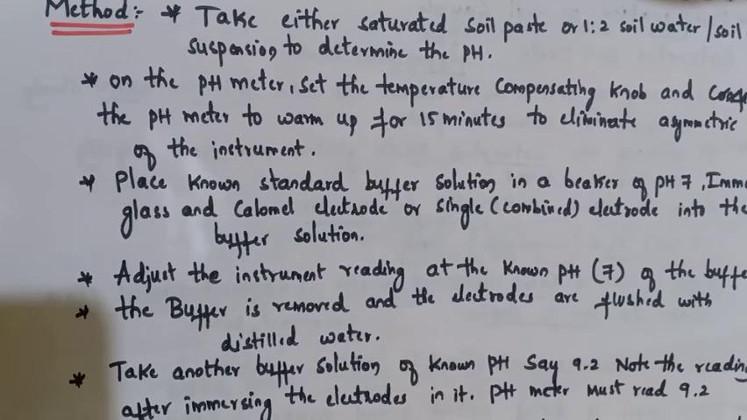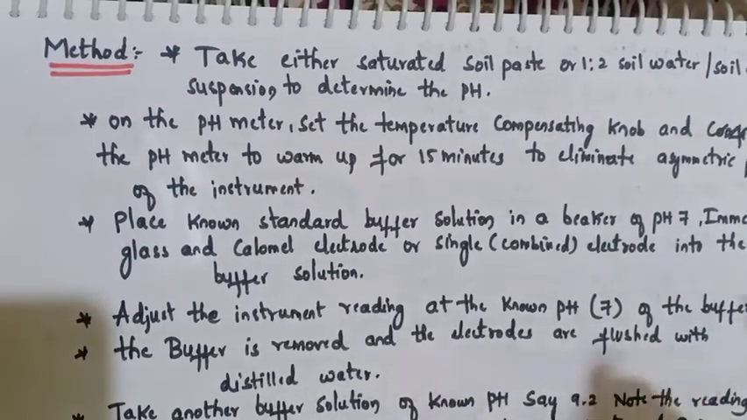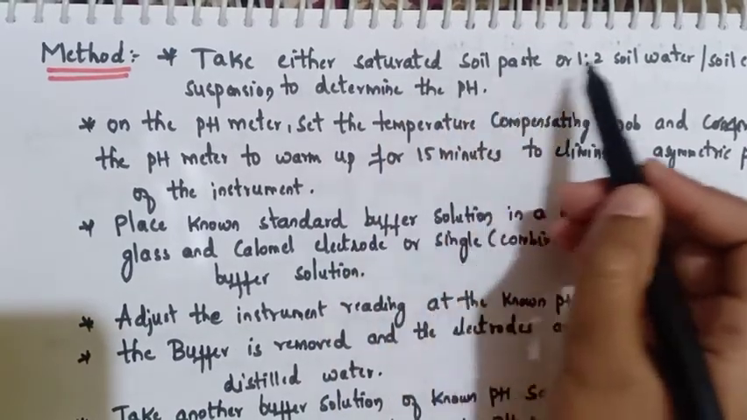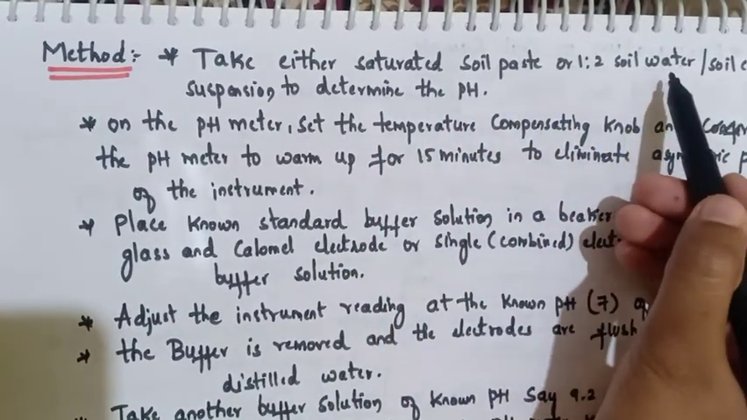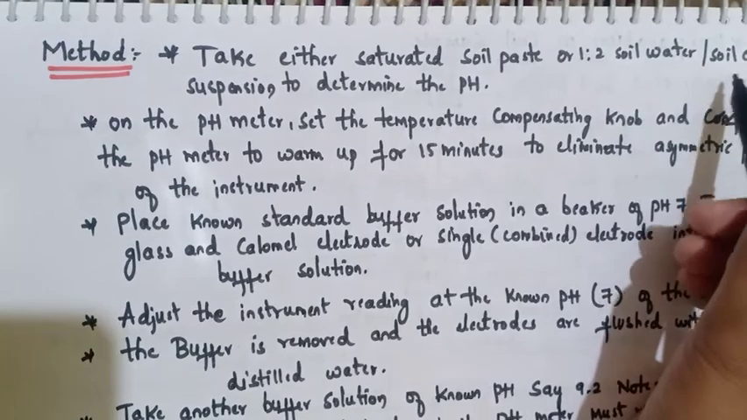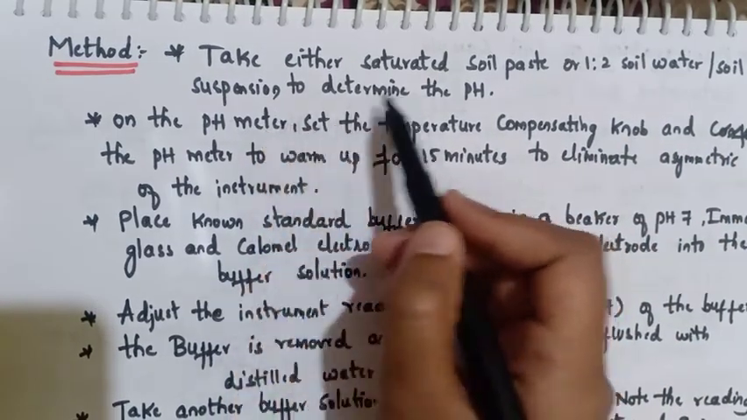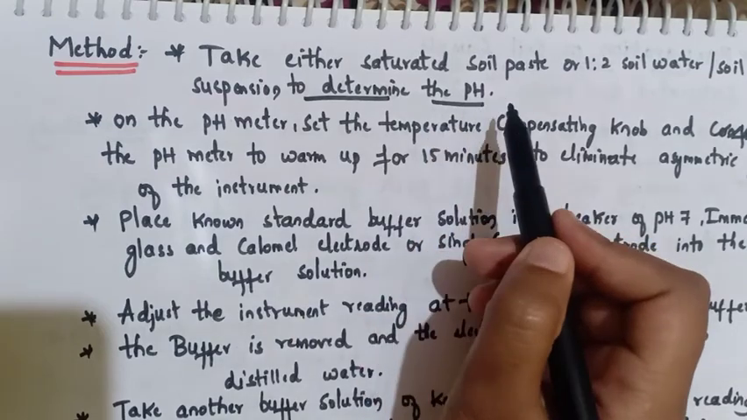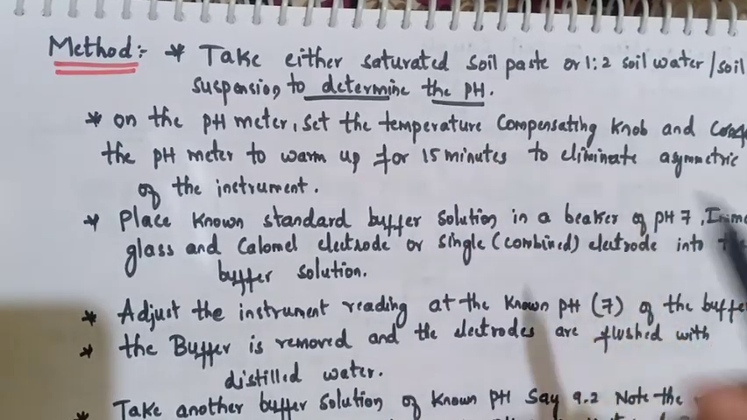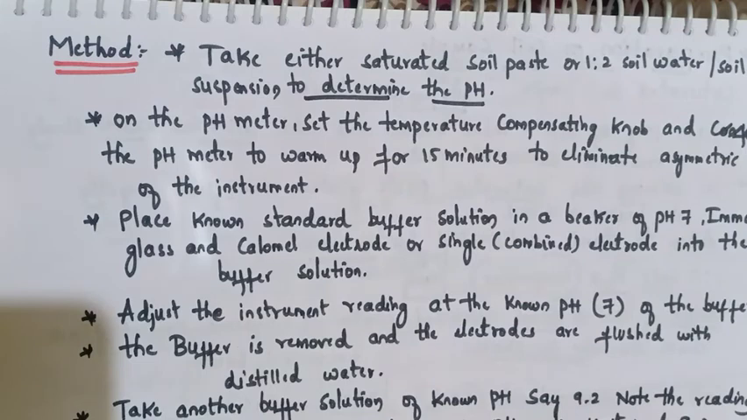That is the procedure of this. First, let's read the first point. Take either saturated soil paste or 1:2 ratio soil water sample or soil CaCl2 to determine the pH. We can take any of these soil samples. We have prepared 3 types of soil samples. We can take any of the soil samples to test the pH.